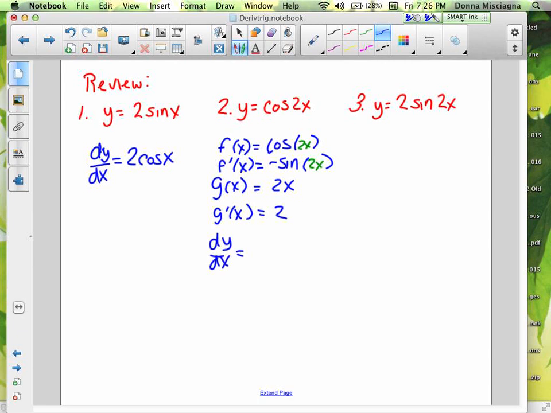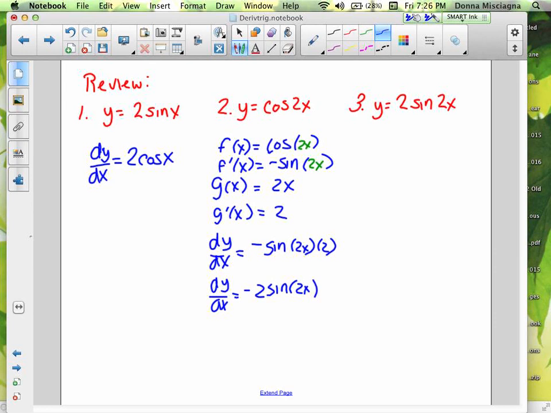Okay? So our derivative, we're just going to take the two derivatives, the outside and the inside, and I'm going to put the 2 first. Actually, I'll write it this way, and then I'll simplify it, just to make sure everyone understands. Negative sine 2x times 2, which we can rewrite as negative 2 sine 2x.